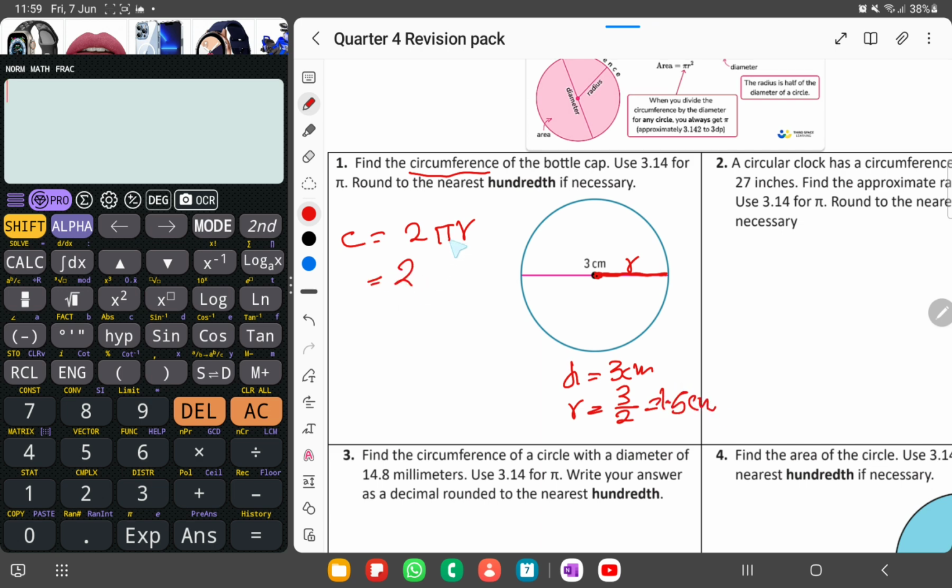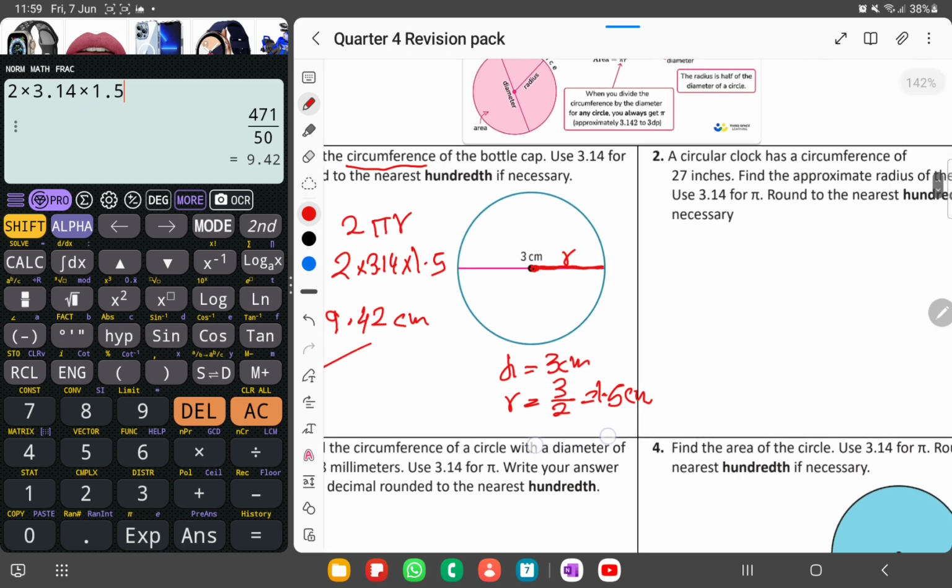So bravo. 2 times pi, which is 3.14, times the radius, which is 1.5. Together, 2 times 3.14 times 1.5. What is it? It is equal to 9.42. Round to the nearest hundredths. There are no numbers to round, so that's it, centimeters.